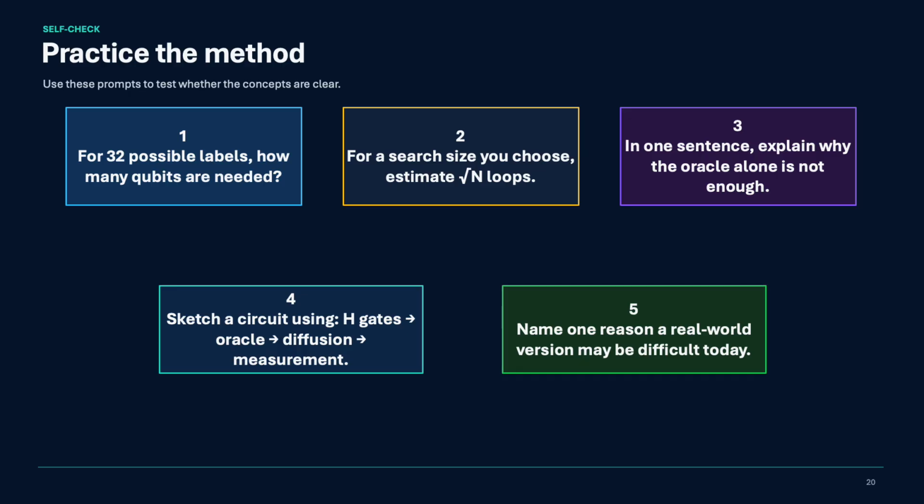Remember the lantern keeper. Marking the special lantern did not make it brighter. The mark had to interact with diffusion. Then try sketching the process. Hadamard, oracle, diffusion, measurement. Finally, ask yourself, what might prevent your design from becoming a practical machine today? If you can reason through those steps, you understand Grover much more deeply than someone who only remembers the formula square root of N.